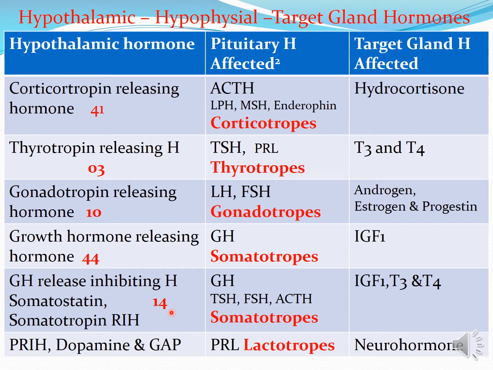Growth hormone release inhibiting hormone, having 14 amino acids, stimulates somatotroph cells to inhibit secretion of growth hormone. Target gland hormones are IGF-1, T3 and T4. Somatostatin or somatotrophin release inhibiting hormone are other names of growth hormone release inhibiting hormone.